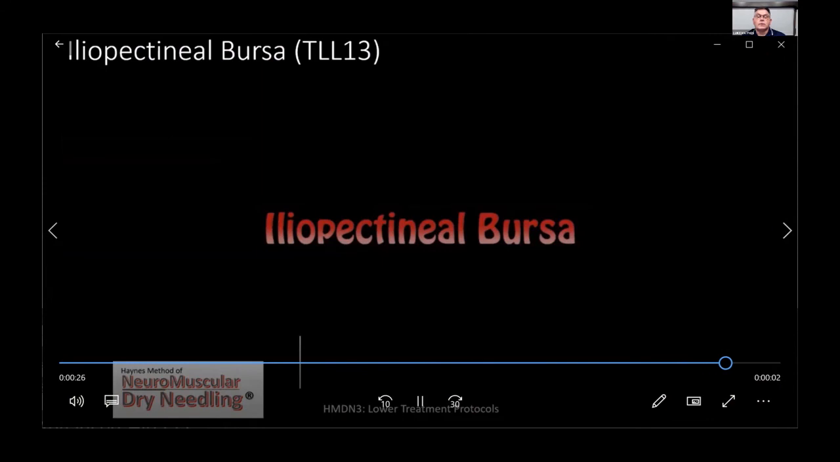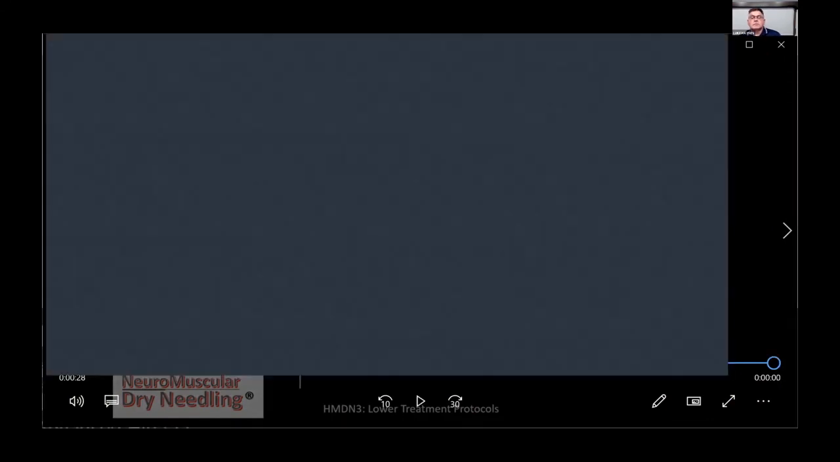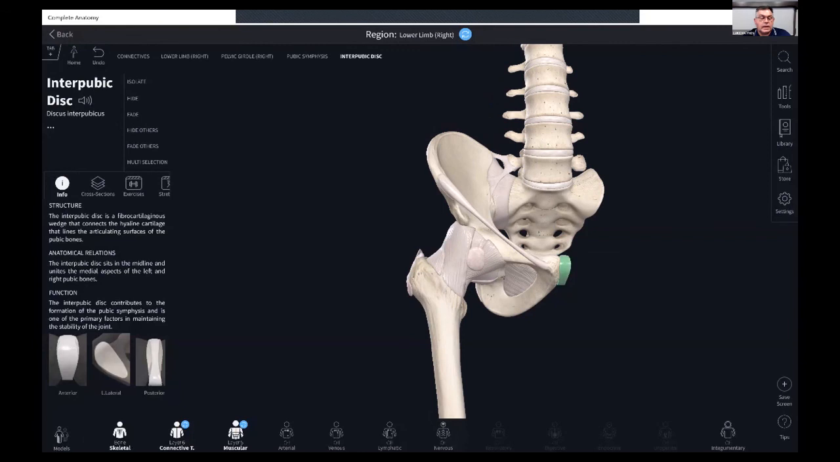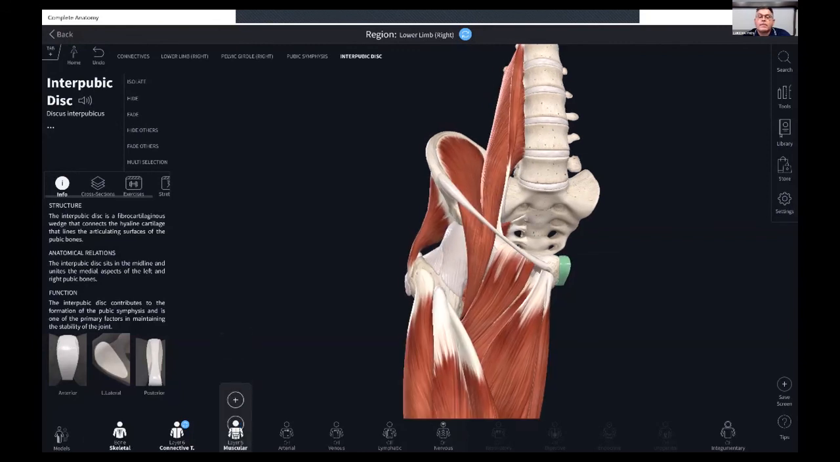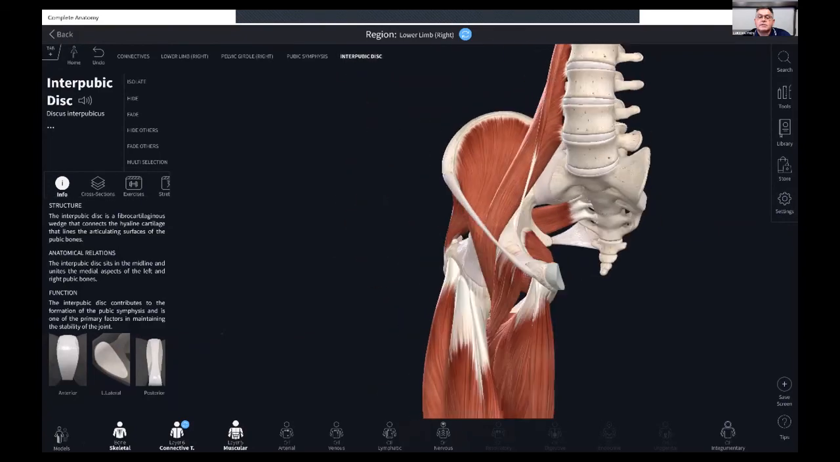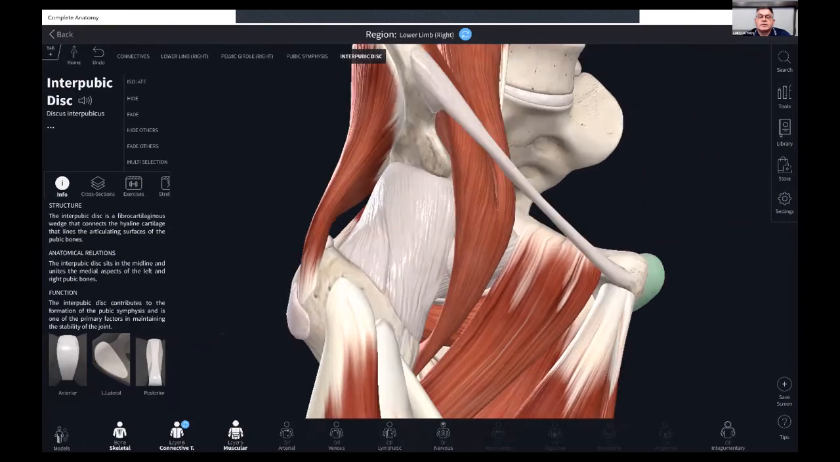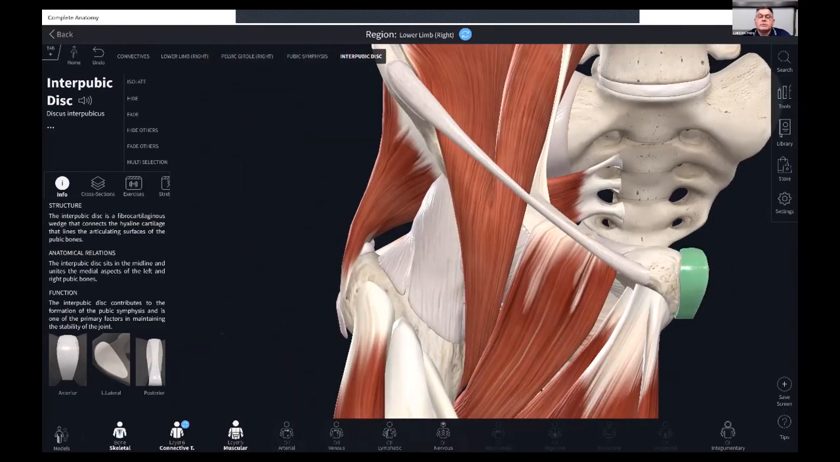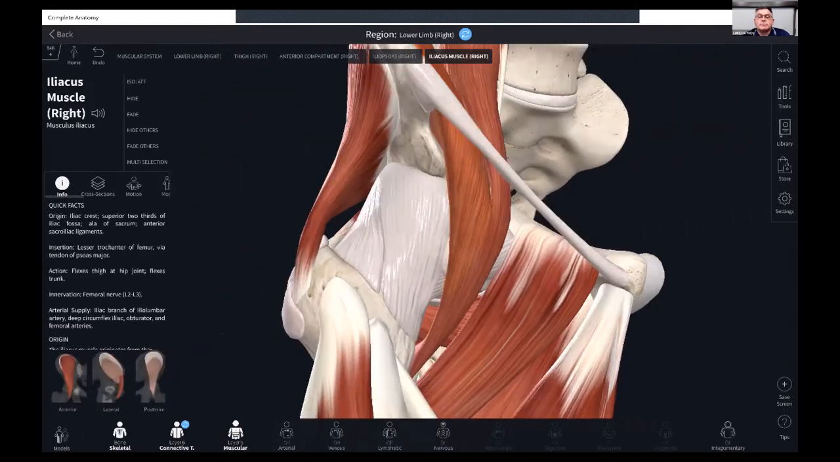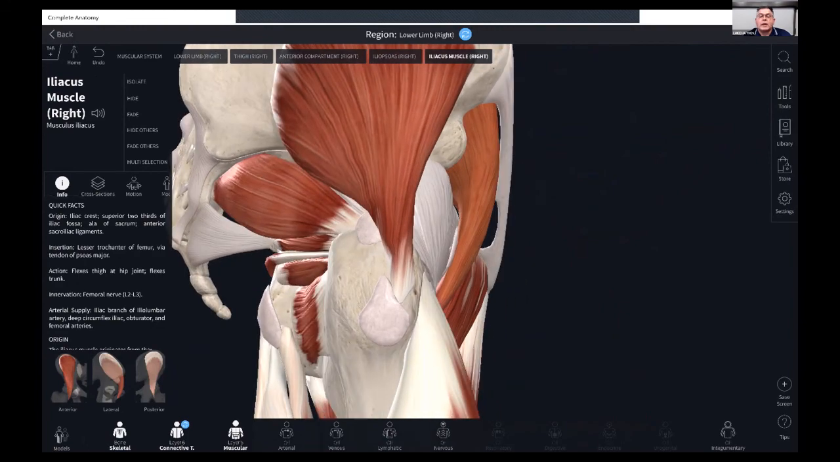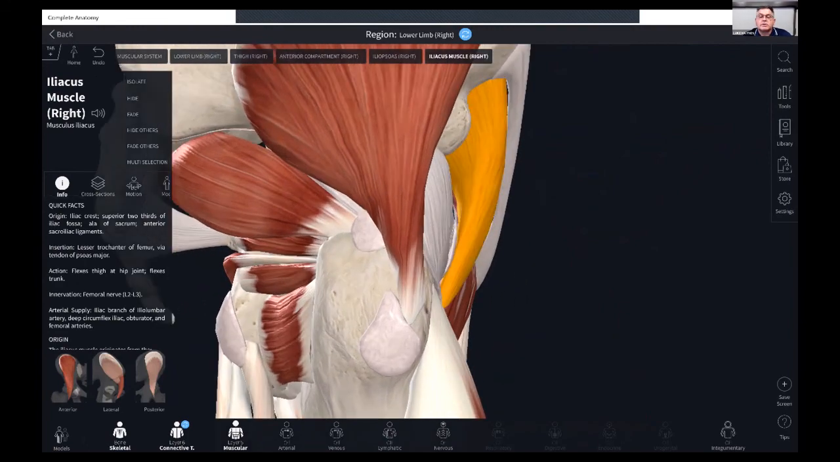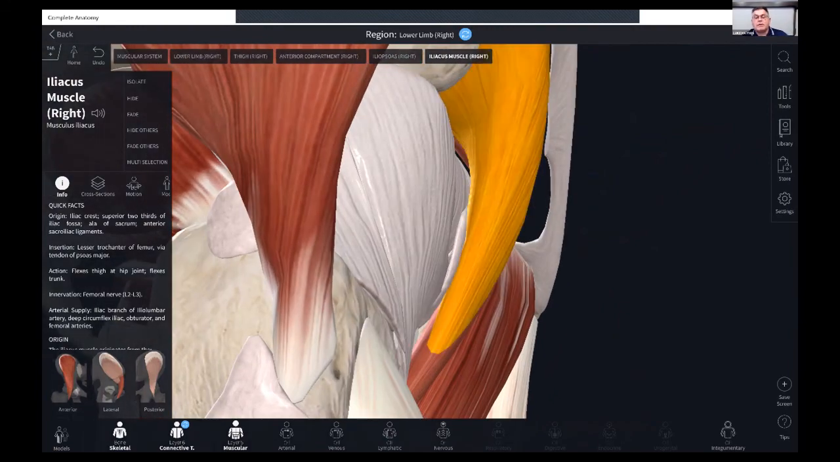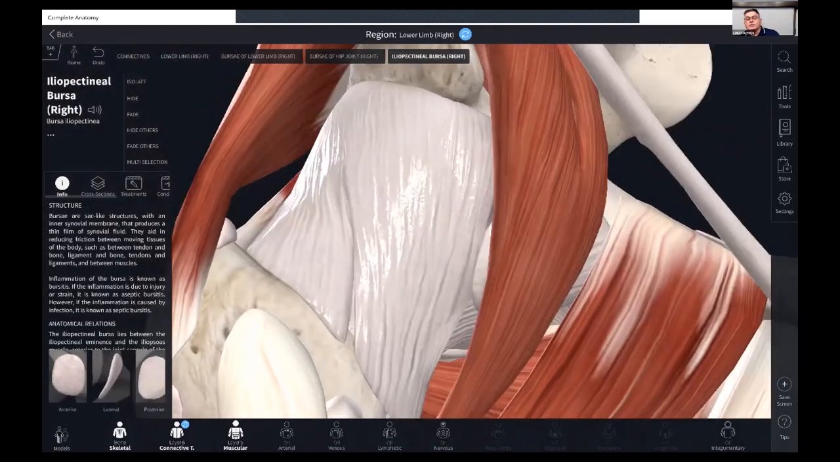I'm going to want to pull this up for just a moment, and let's put some muscle. Let's look at why that's relevant. As you can see, the iliopectineal bursa sits just posterior to iliopsoas. So if we have a tight hip flexor, obviously that bursa is going to take the brunt of the trauma.